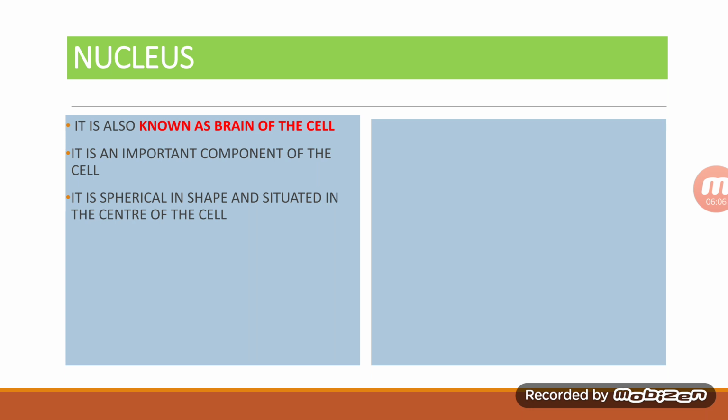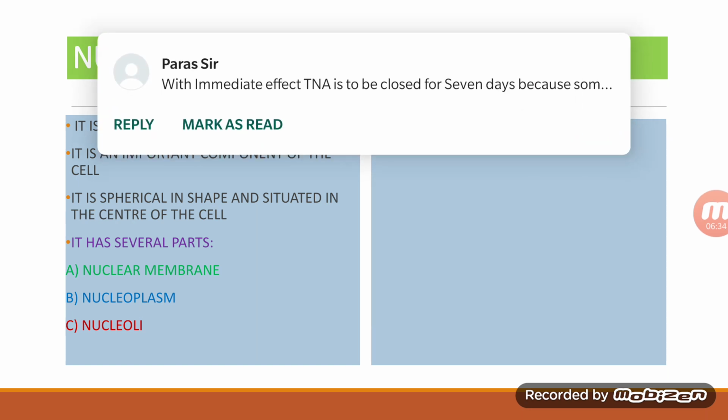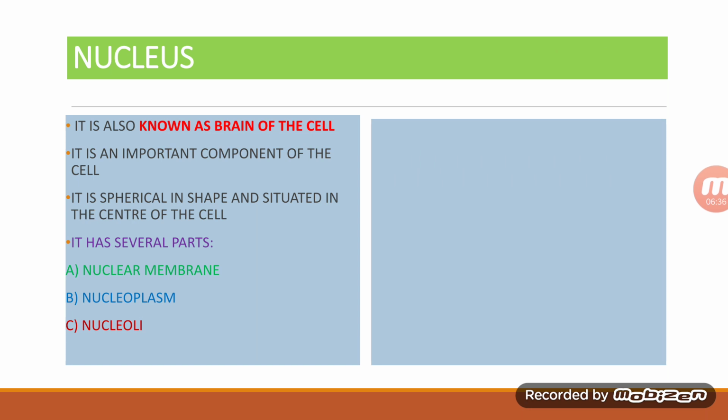So if I give you a plant or animal cell and tell you to locate the nucleus, the easiest way is to look in the center of the cell. You will find the nucleus, not exactly in the center, but somewhat in the center of the cell. It has several parts: number 1, nuclear membrane; number 2, nucleoplasm; and number 3, nucleoli. The covering of the nucleus is called the nuclear membrane, and the liquid that is present inside the nucleus is called nucleoplasm. All right.